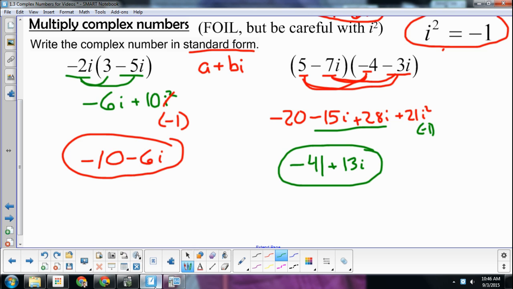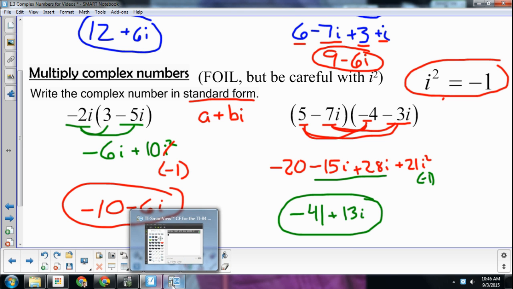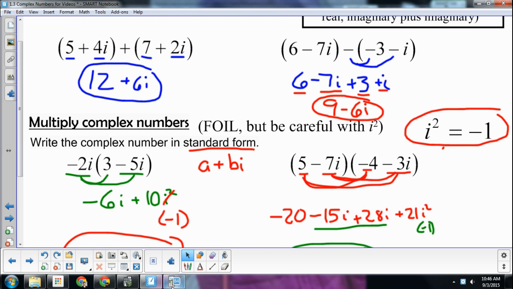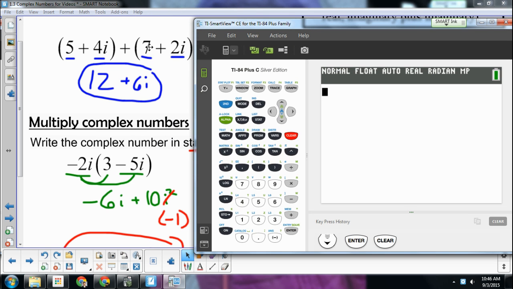Now, the cool thing about complex numbers is that as simple as this was, if you struggled to add, subtract, or multiply complex numbers, you could get away with using your calculator to do the same things. For example, if I want to do this first problem, 5 plus 4i plus 7 plus 2i, I can type that into my calculator. Here's how. Parentheses, 5 plus 4i. The i is right above the decimal point. So I hit second and then the decimal point.